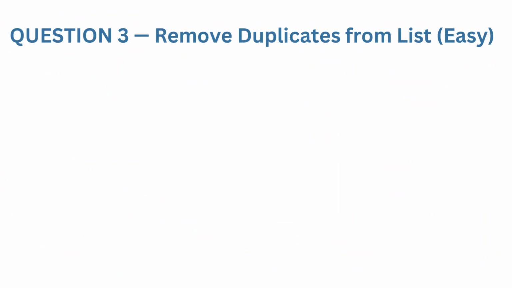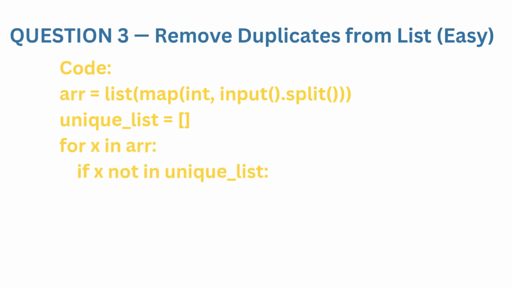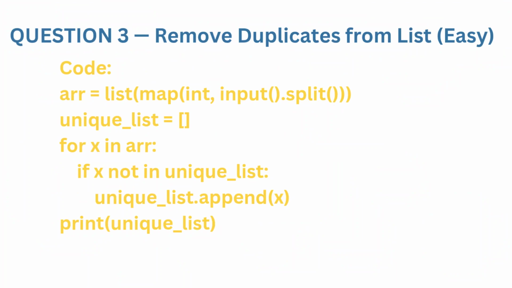So it will be list, map, int, input and split. Unique list, we have to create a unique list. For x in array, if x not in unique list, it will append to the list. So this will be the easy method for solving this. You can use multiple methods to solve this.